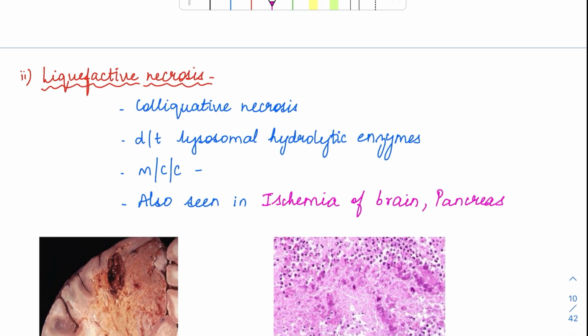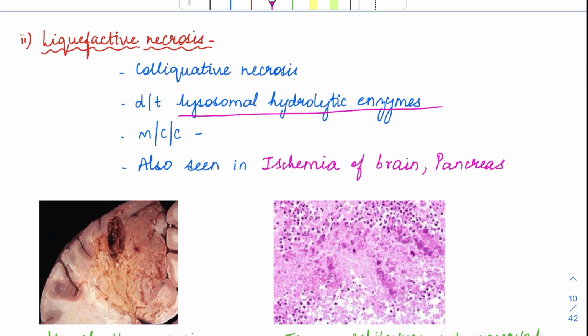Next type of necrosis will be liquefactive necrosis. So as the name suggests, it is going to be liquid-like. That is why it is given the name liquefactive. It is also called colliquative necrosis. And here the cause of this necrosis is lysosomal hydrolytic enzymes. So there are going to be enzymes which are present. These lysosomal hydrolytic enzymes are going to cause liquefaction. So the entire tissue is going to become like a liquid.